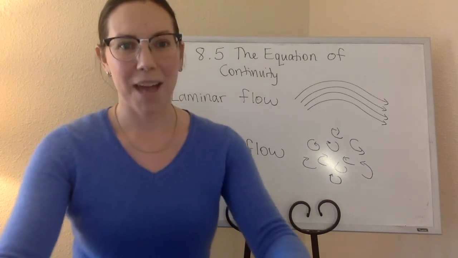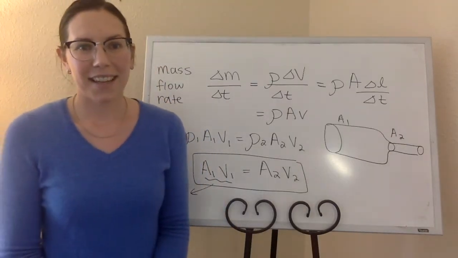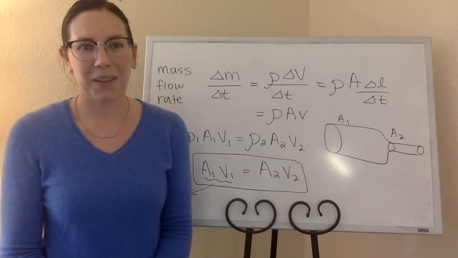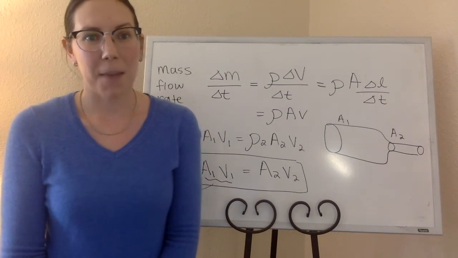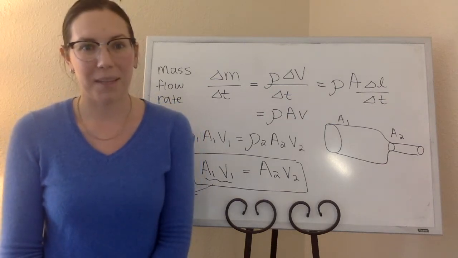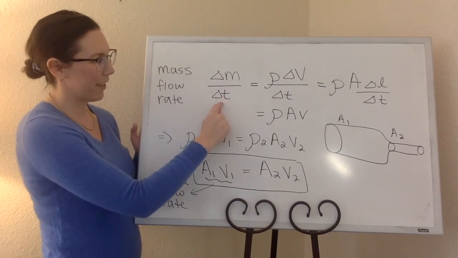Okay, let's look at the math for the equation of continuity. Consider steady laminar flow of a fluid through an enclosed tube. The mass flow rate is the amount of mass that passes through a point per unit time. So this is delta M per delta T, it would be kilograms per second.